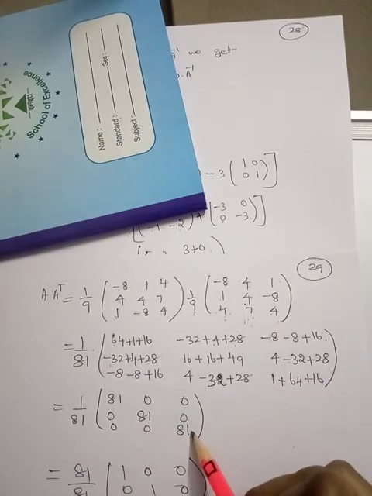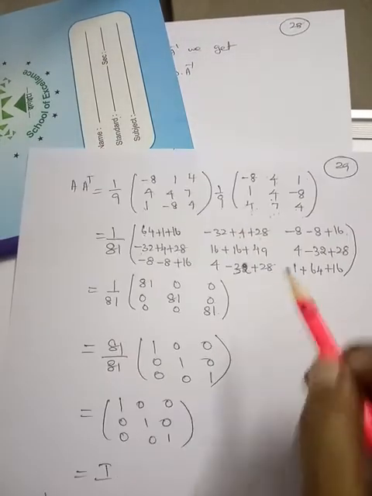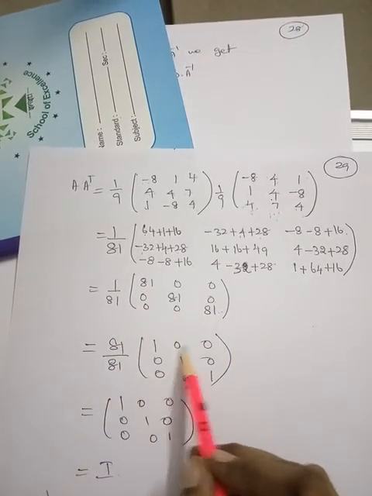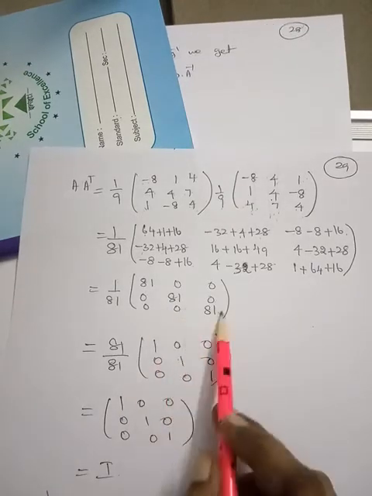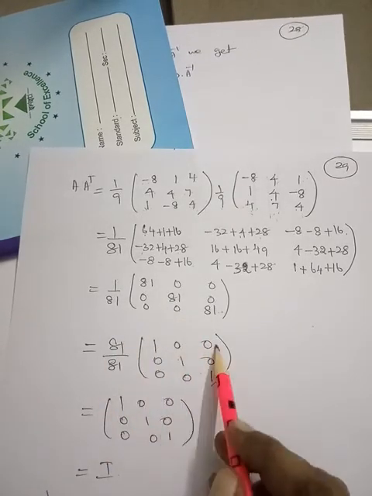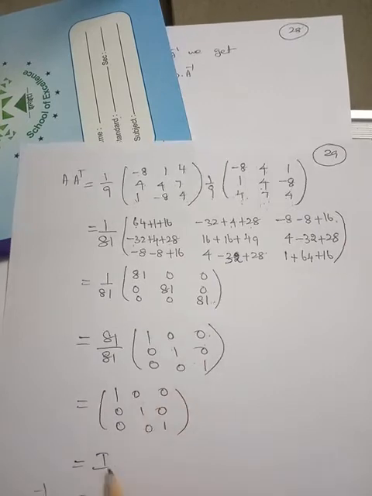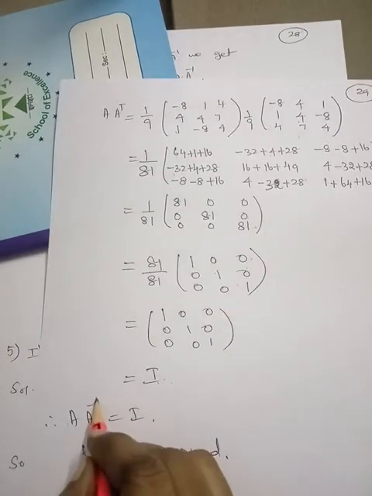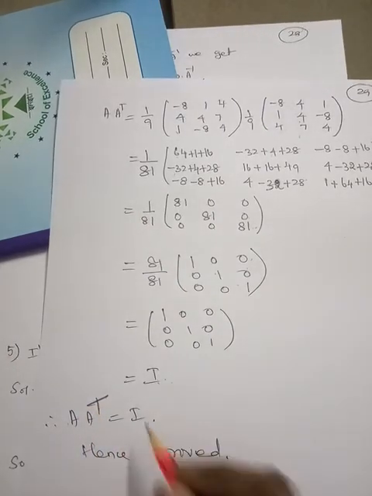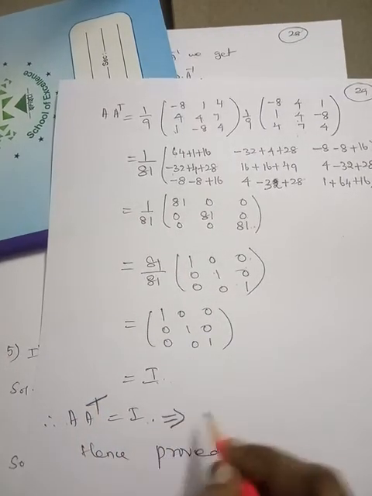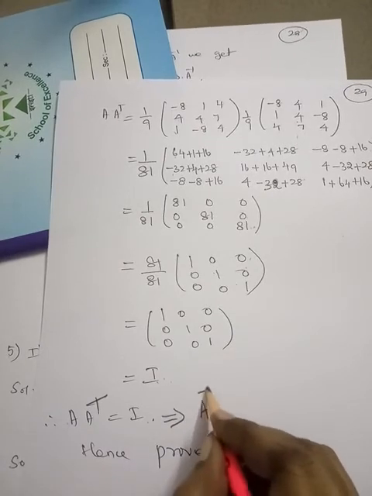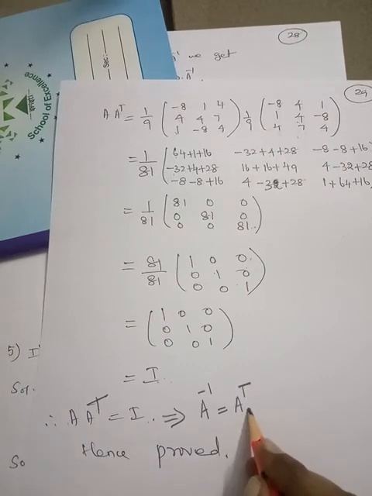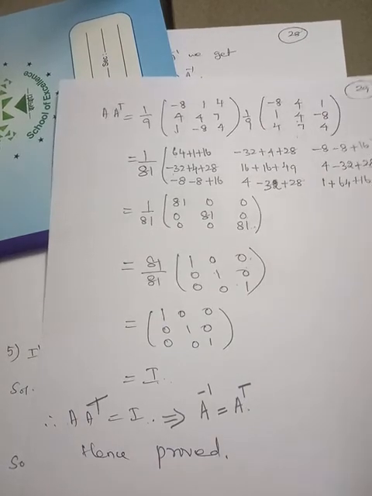This becomes 81. Now I am going to take 81 outside. You will get 81 by 81 into the matrix 100, 010, 001. It gets cancelled. You will get only this matrix, that is called I. That is A into A transpose is equal to I. Which implies, what is the meaning? We have proved A inverse gives A transpose. That only we want to prove. Hence, proved. That's all.